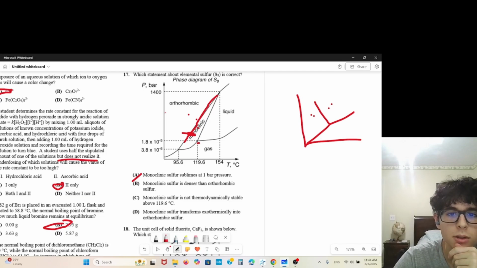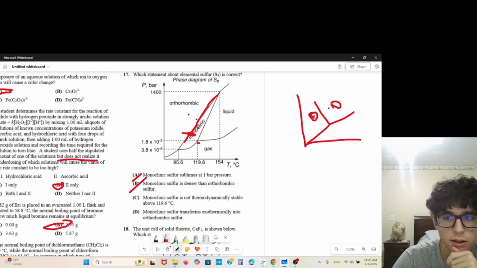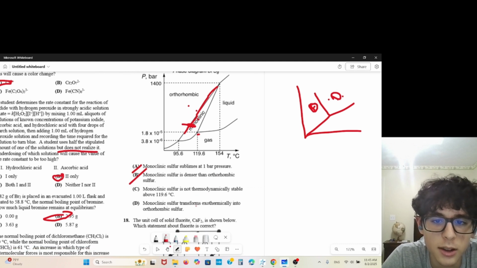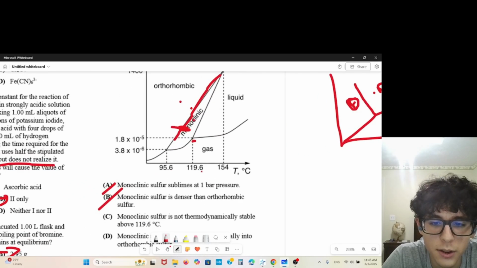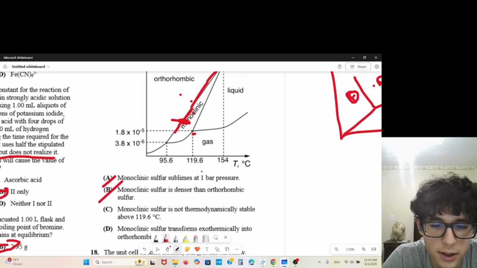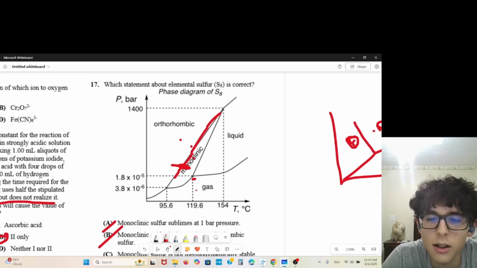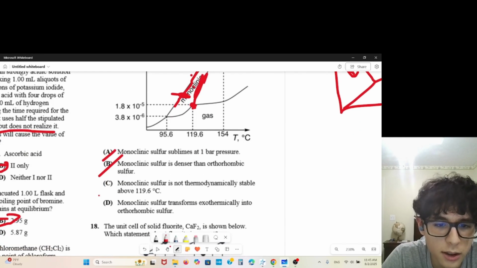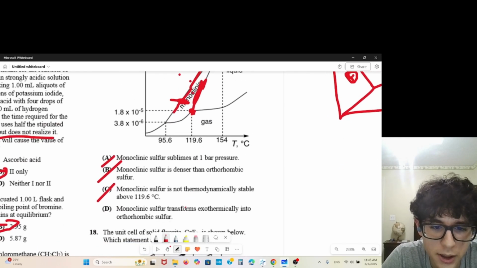So you can cross out B, right? Because your water is here, your ice is here. Ice is less dense. If it was this way, this would be less dense, but it's this way. So orthorhombic is denser than monoclinic, and monoclinic sulfur is not thermodynamically stable above 119.6 degrees Celsius. It is, right? I don't see it not being. Monoclinic sulfur transforms exothermically into orthorhombic sulfur.